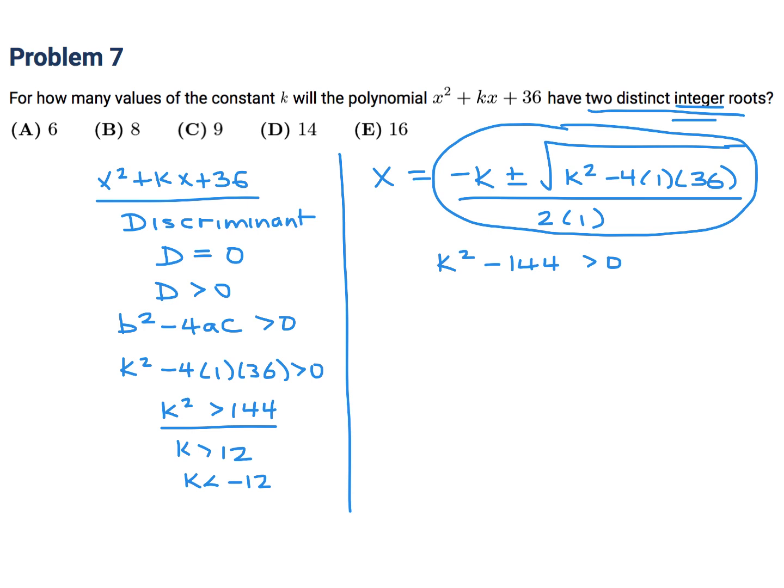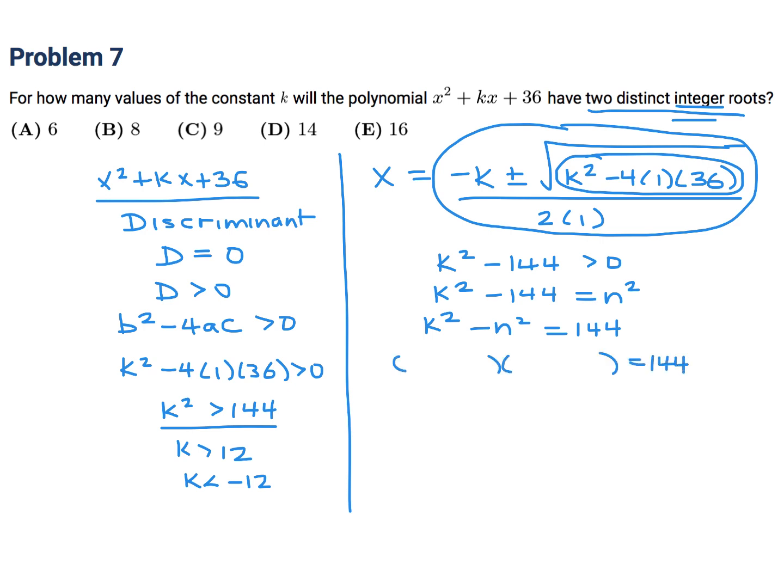The only way that's going to become an integer is if the discriminant under the square root sign is a perfect square. So that means that k squared minus 4 times 36, which is k squared minus 144, has to be a perfect square. I'll just call it n squared. All right, so manipulate this a bit. Bring the n squared over, bring the 144 over, factor this, and when you do, you get k plus or minus n.